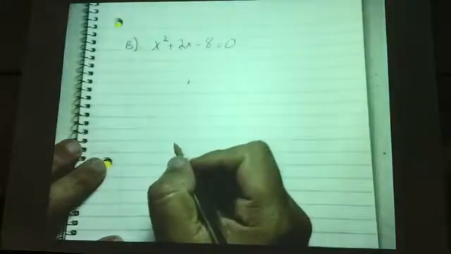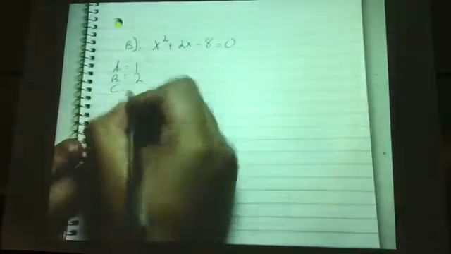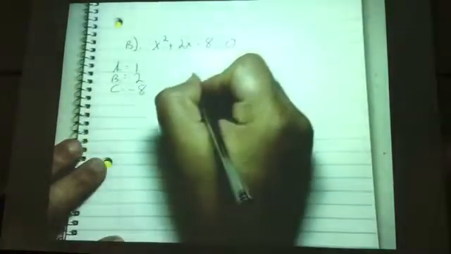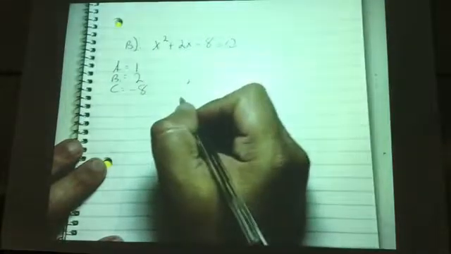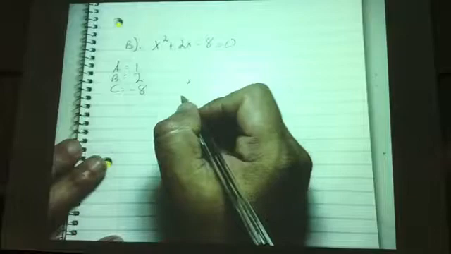We have the equation x squared plus 2x minus 8 equals 0. What's the first thing I need to find? A, B, C. What is my A? 1. What is my B? 2. What is my C? -8. Can you slow down a little? So then we have to do our quadratic formula.